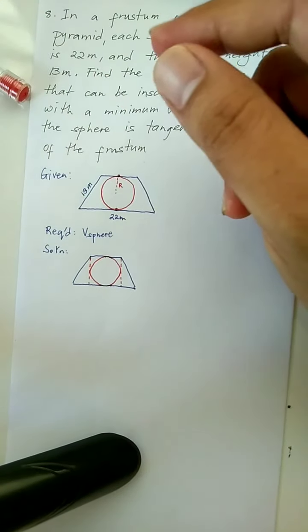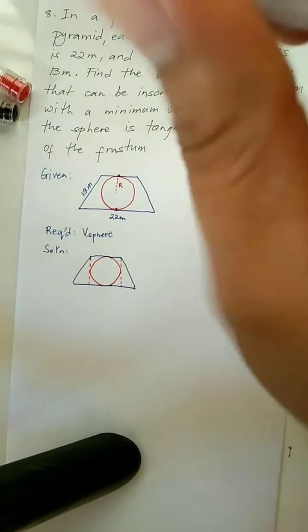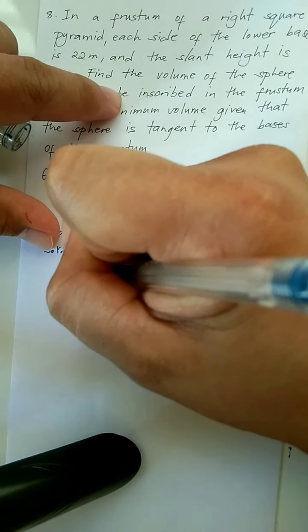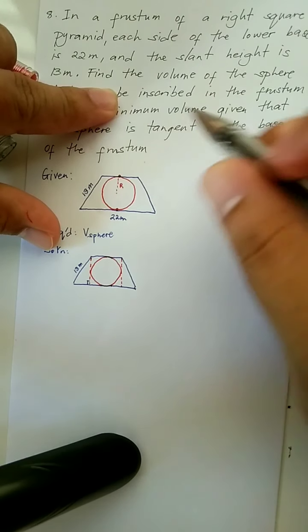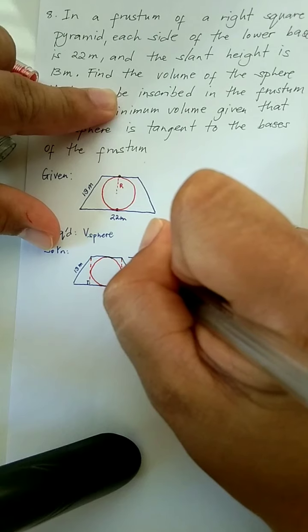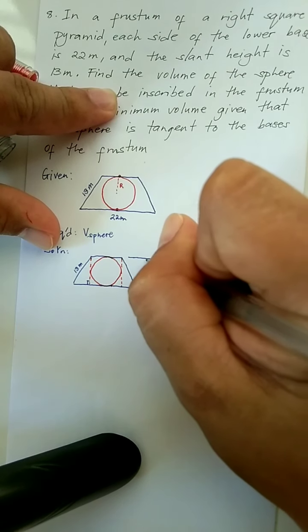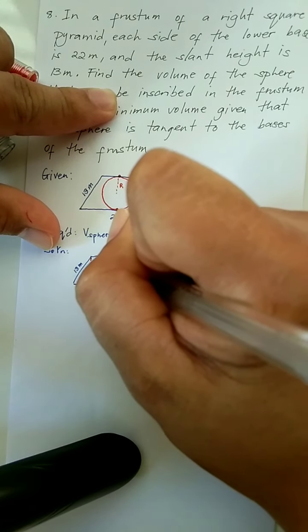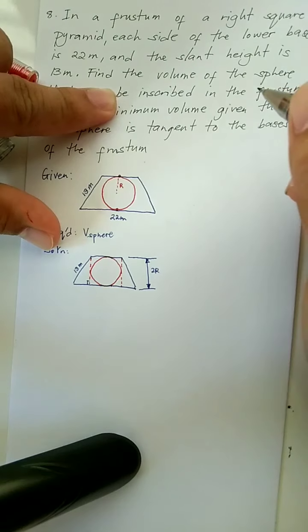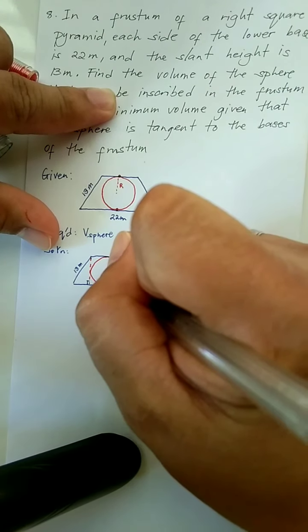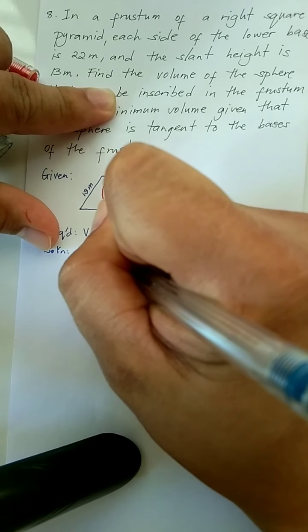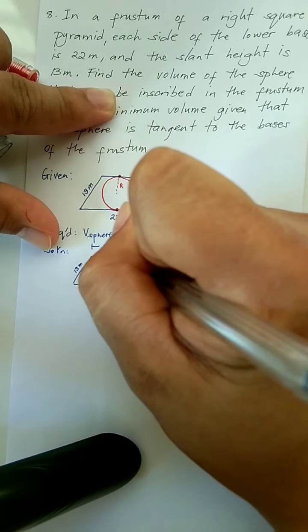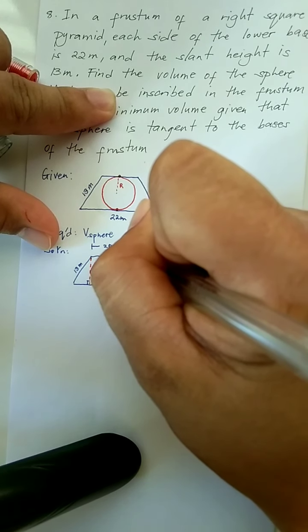Okay, so let's label again the measurements. This one is 13 meters. Notice the height of the right triangle is, in this case, let's label this one as 2r. That's the whole diameter of the sphere there. Now in that case, the length of the upper base is also equivalent to 2r.